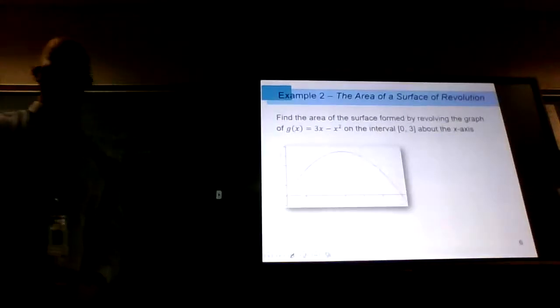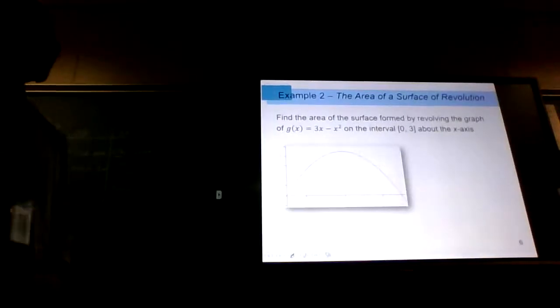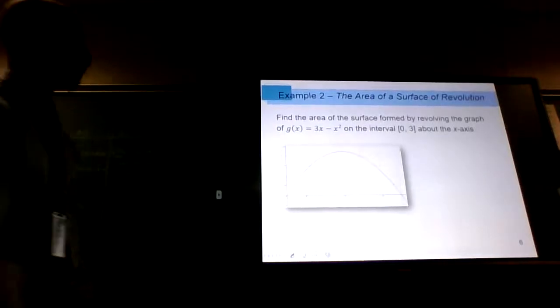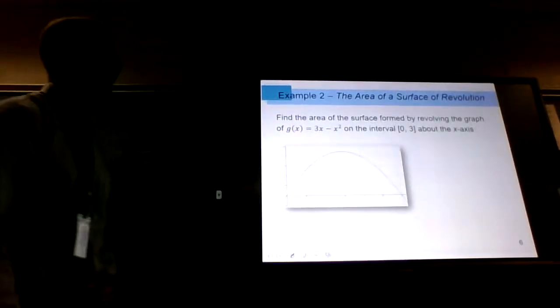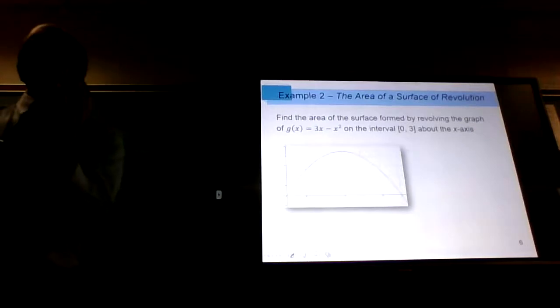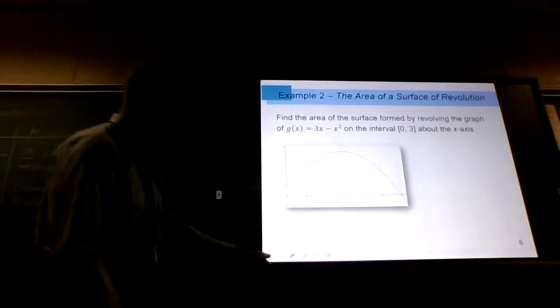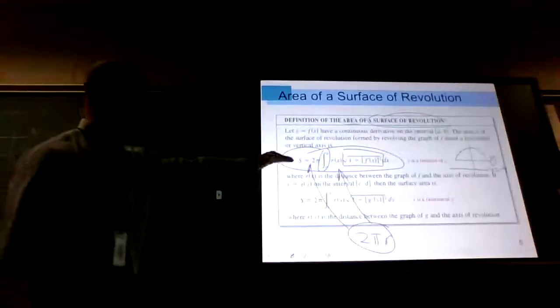All right, now this is not a semicircle, okay? This is a parabola, which is not a semicircle. It says find the area of the surface formed by revolving. In fact, let me just, can you guys go ahead and see if you can set this up? Here's a formula right here. We're going to use this one. We're doing it with x.